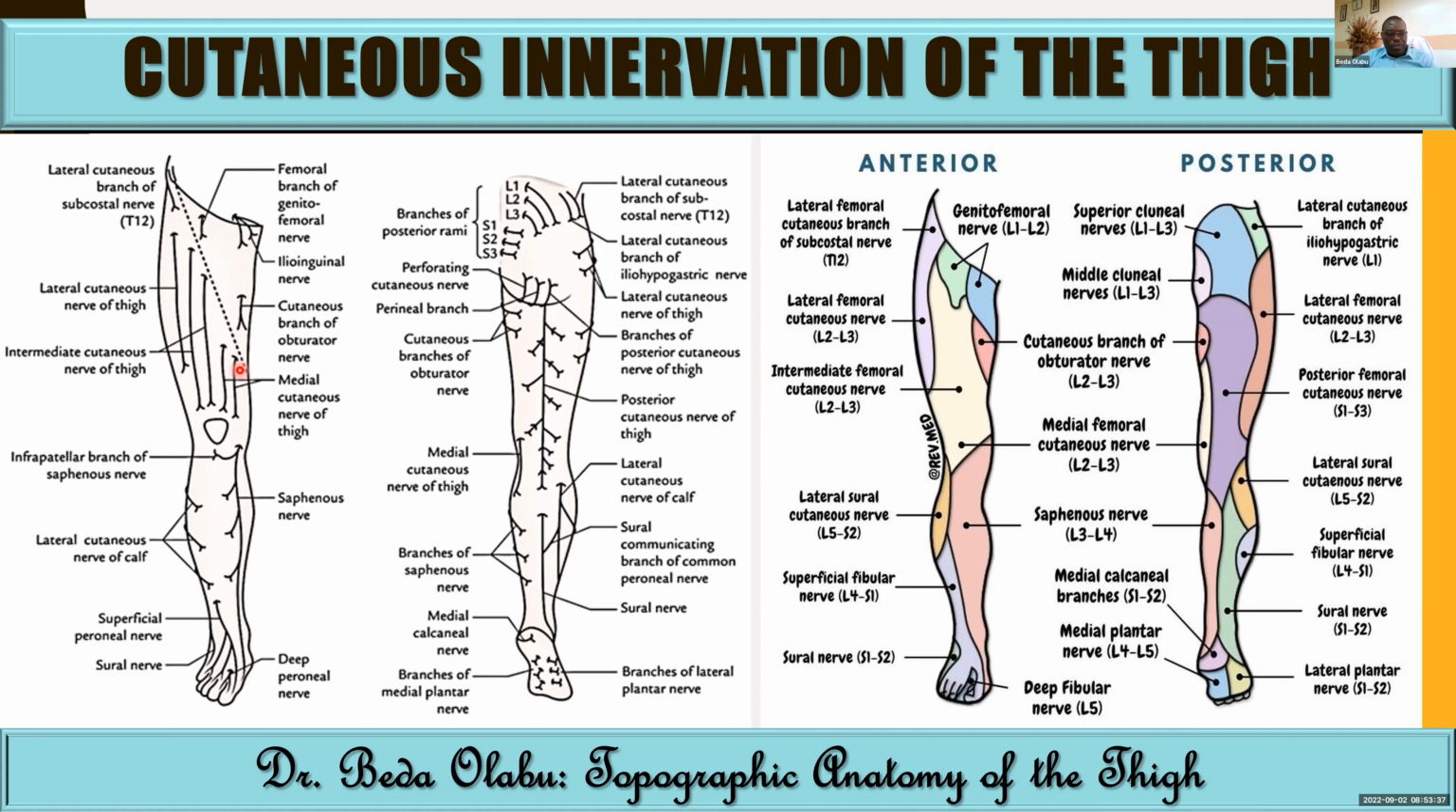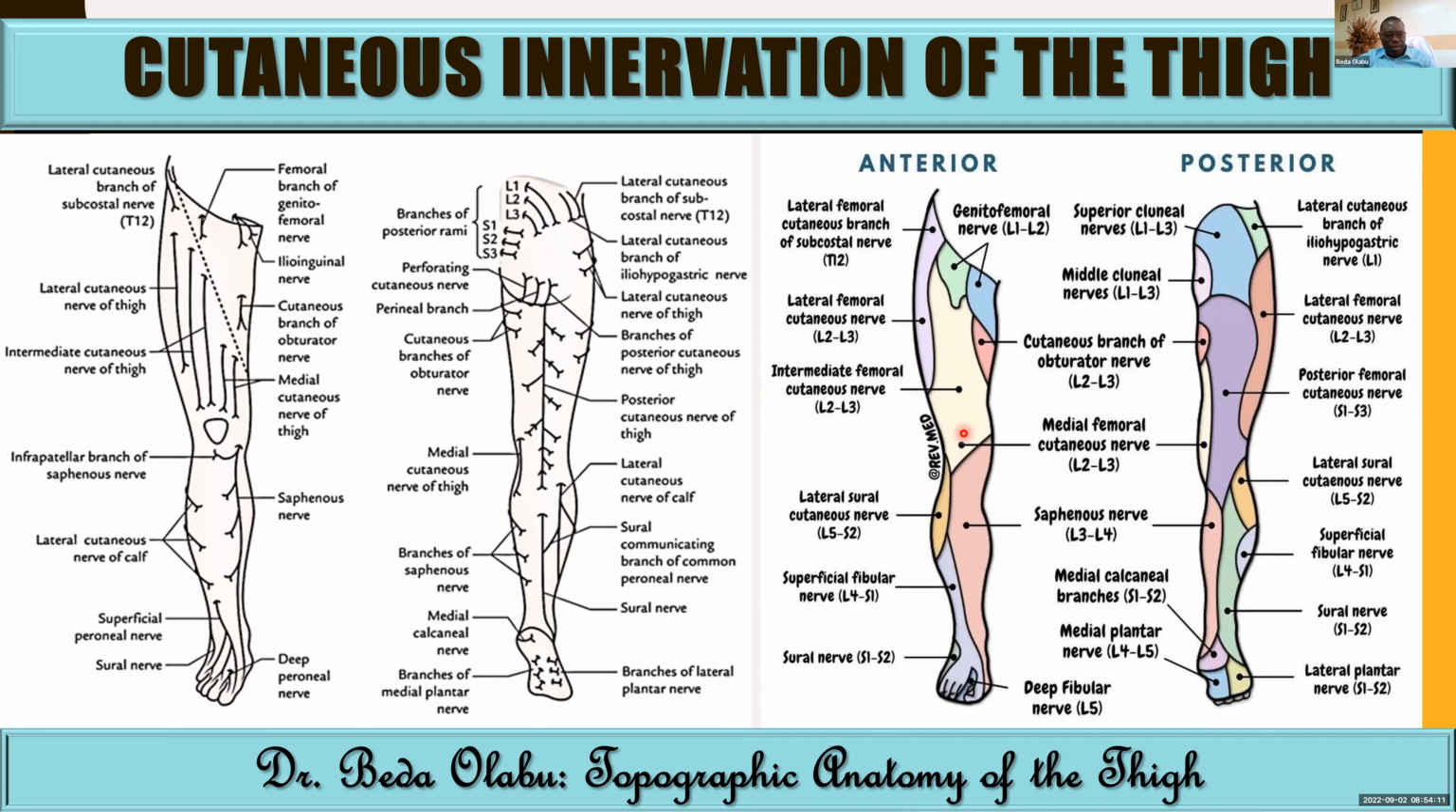The skin of the anterior thigh, on the other hand, is supplied by the cutaneous branches of the femoral nerve. So we have the intermediate cutaneous nerve of the thigh, which is a branch of the femoral nerve. We have the medial cutaneous nerve of the thigh, also a branch of the femoral nerve. So these come from the femoral nerve and they supply the skin of the anterior thigh. And so that region will be contributing to L2, L3 dermatome, with L2 being on the upper part and L3 being on the lower part around the knee joint.